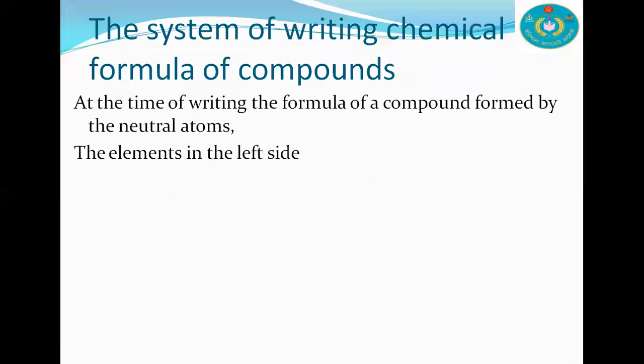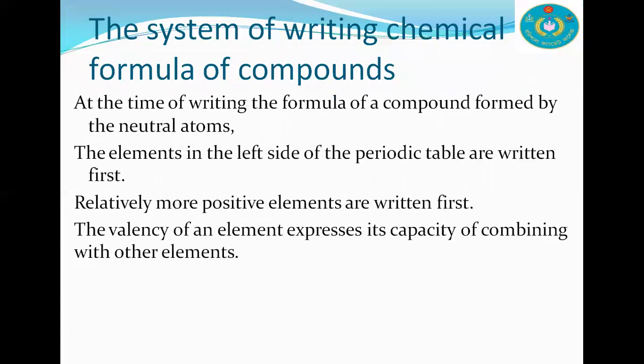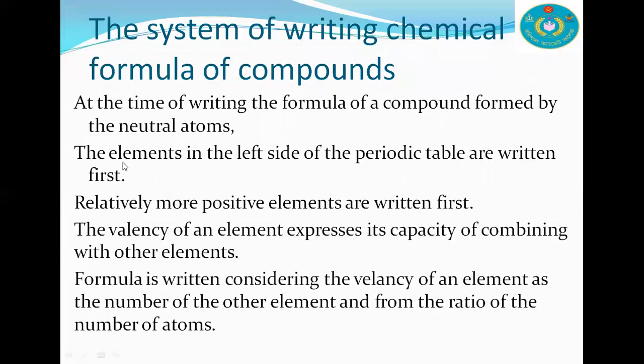Writing chemical formula of the compounds. Here, elements on the left side of the periodic table are written first. So metals are written first and non-metals later. Valency of an element expresses its capacity of combining with other elements. So in case of hydrochloric acid, valency exchange.